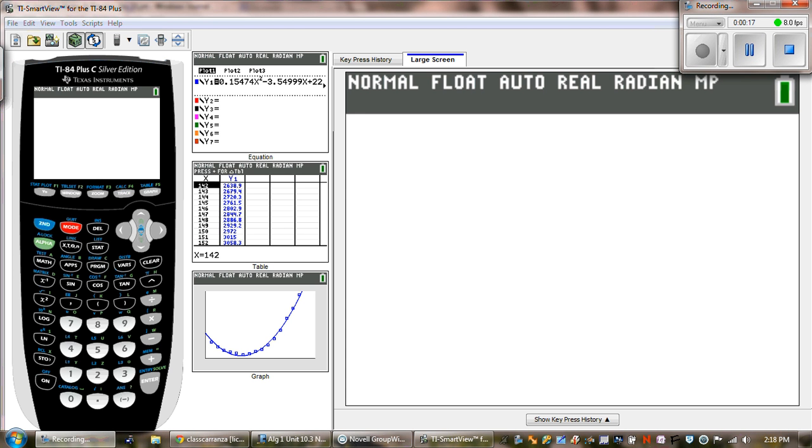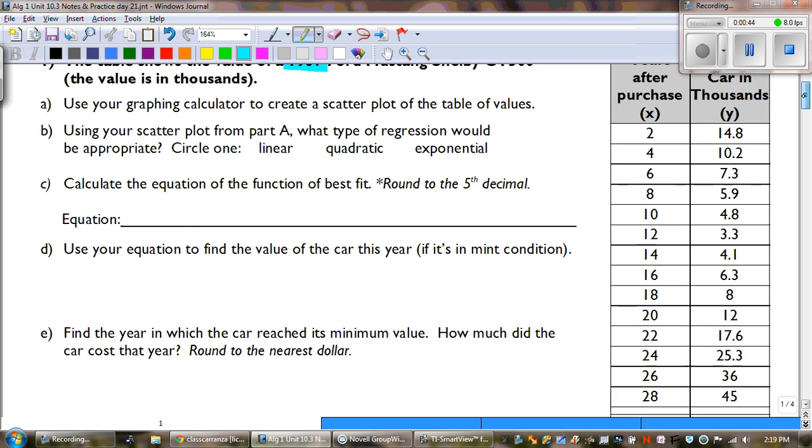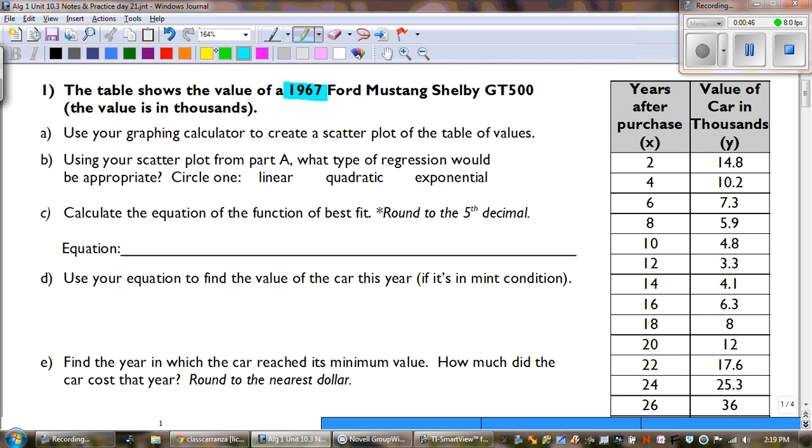I got mine, so let's do this. Let's look at number 1. It says the table shows the value of a 1967, that's going to be important, Ford Mustang Shelby GT 500. Remember that it's going to be telling us the value is in thousands. So use your graphing calculator to create a scatter plot of the data or the table of values. So our X is the years after the purchase, and the Y is the value of the car in thousands.